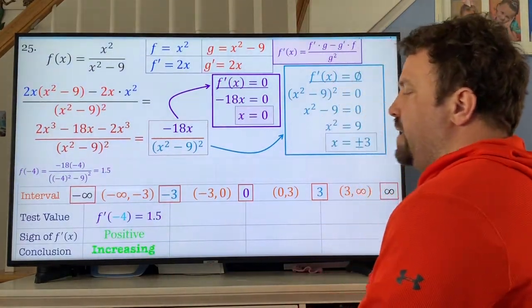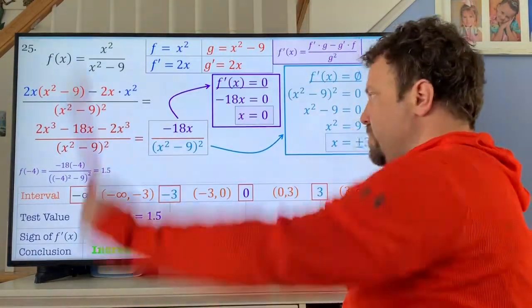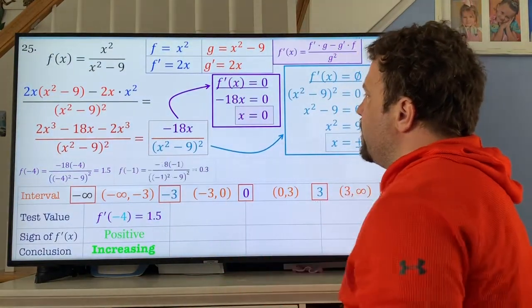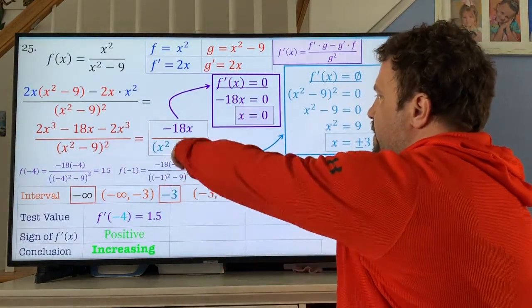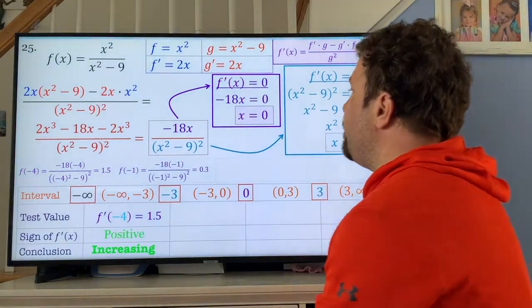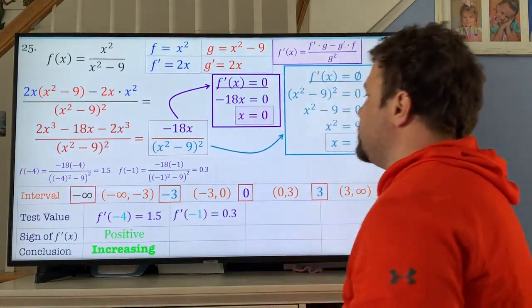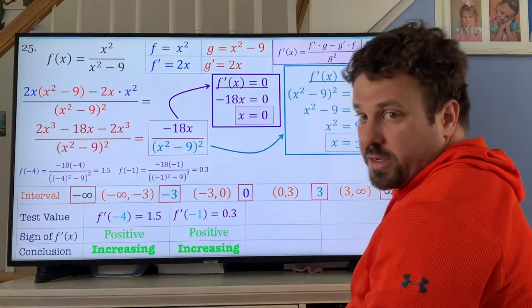Positive numbers increase in negative 1. Type it in, and the calculator should spit out a positive 0.3 as an answer. That's positive, which is also increasing.